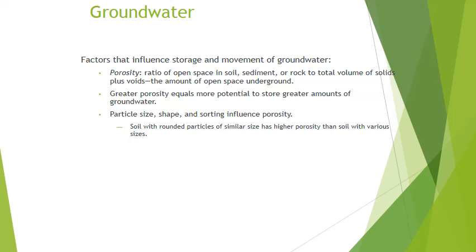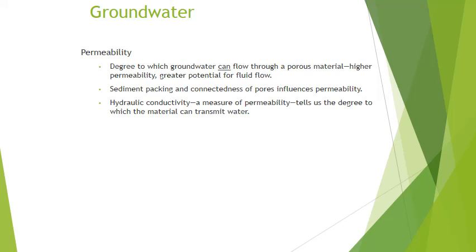Porosity is essentially just how much open space there is in a soil or sediment for water to be. So sandy soils tend to have a lot of open pore spaces, so they're relatively porous. Permeability is how quickly water can flow through a porous material. So that has to do with how the pore spaces are lined up to allow or keep water from flowing through.